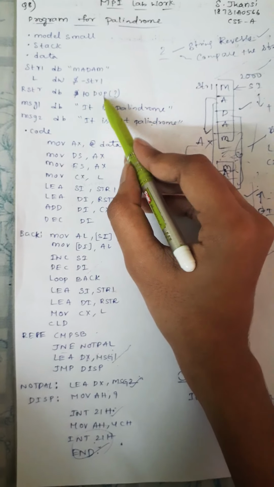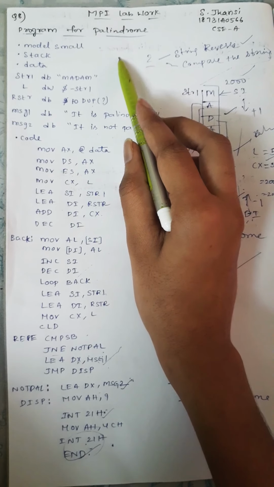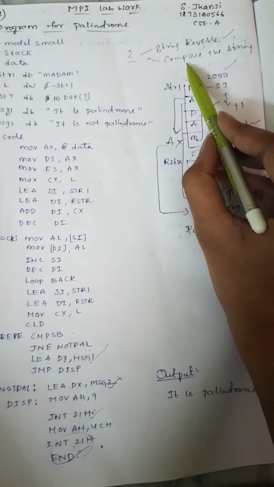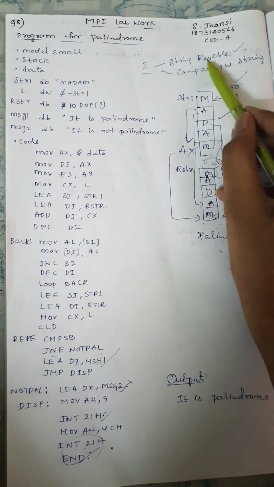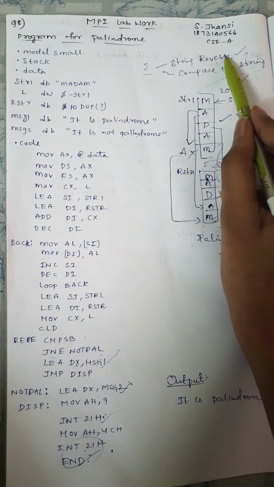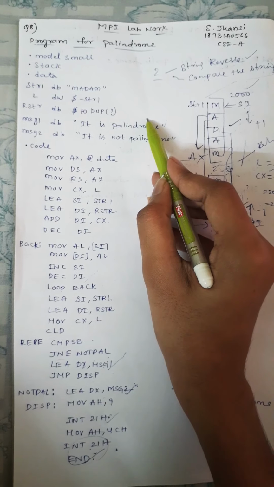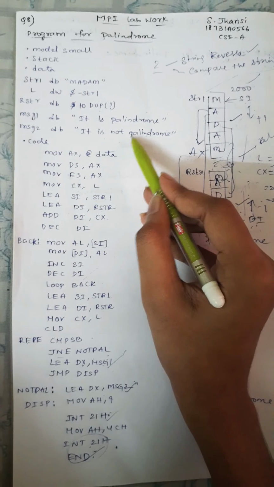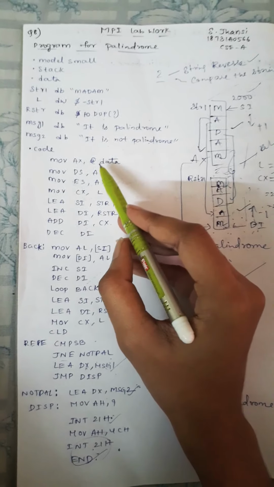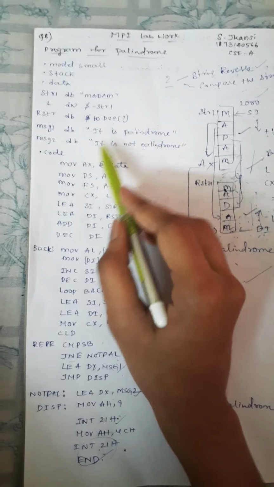Now consider the reverse of the string. To check whether the given string is a palindrome or not, first we have to reverse the string and compare the reverse string with the original string. If both are the same, then we print the message it is a palindrome. If not, we print a message it is not a palindrome. That comes under the data segment: message 1 and message 2.